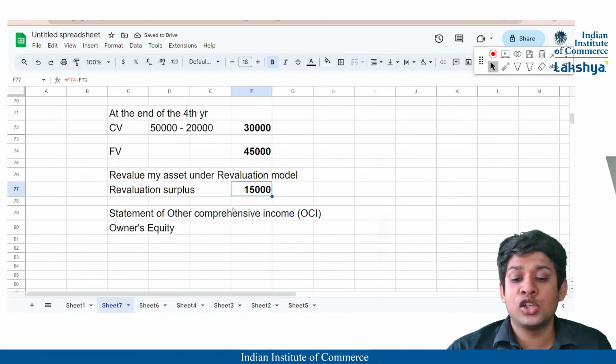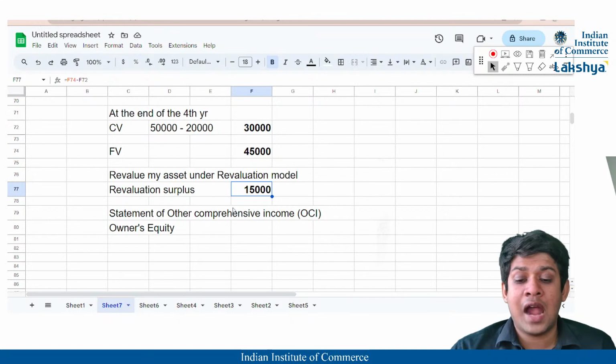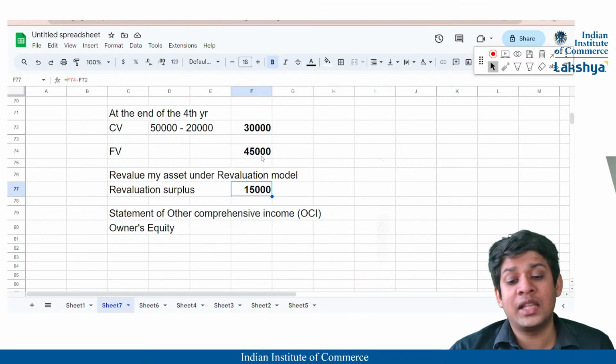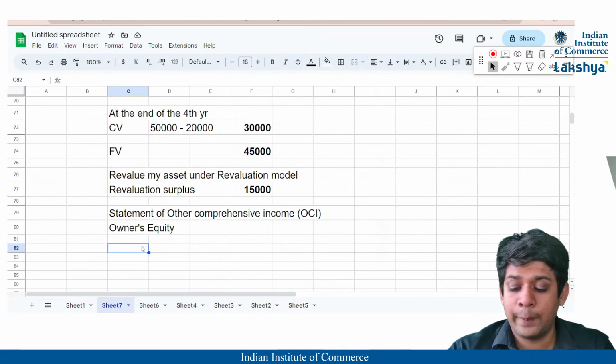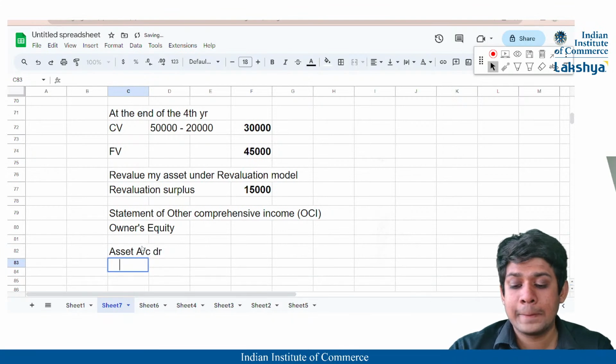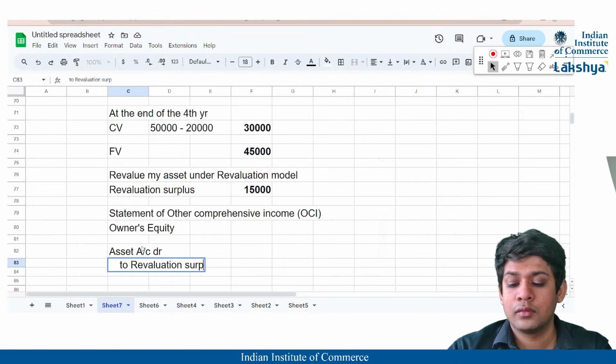This revaluation is not a gain that I've already earned, right? I've not earned this $15,000. I've not received it because I've not sold the asset. Assuming that I sold the asset, I calculate its current market value, right? I have not actually sold it. So I have not received this yet. So this will be stored in the owner's equity, and the journal entry that we will pass for this revaluation is simply that the asset value is being increased. So the asset account will be debited to the revaluation surplus account, right?